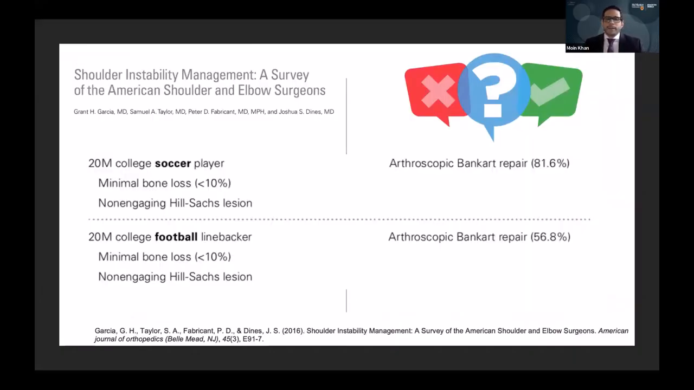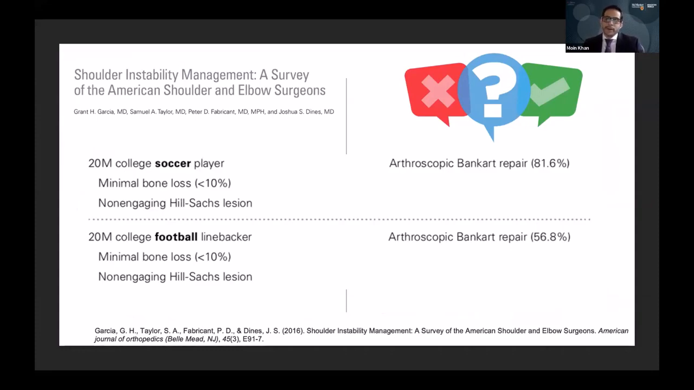This is some work done by Joshua Dines out of New York, where he surveyed American Shoulder and Elbow Surgeons and presented two scenarios. A 20-year-old college soccer player with minimal glenoid bone loss, so less than 10%, or a 20-year-old college football player, so a contact athlete, also with less than 10% bone loss.